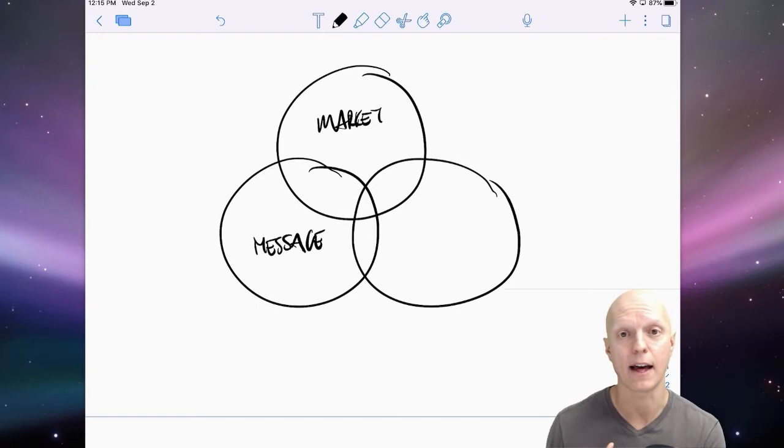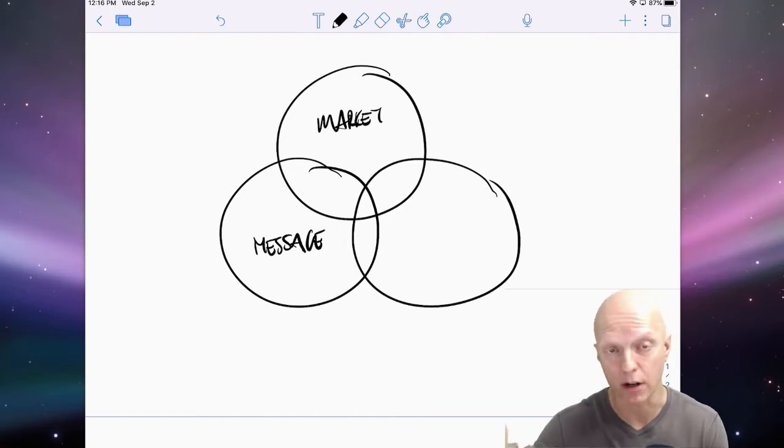And once we have that, then we can really nail our messaging to speak their language, speak to their specific pain points, speak to their frustrations, speak to their desires.